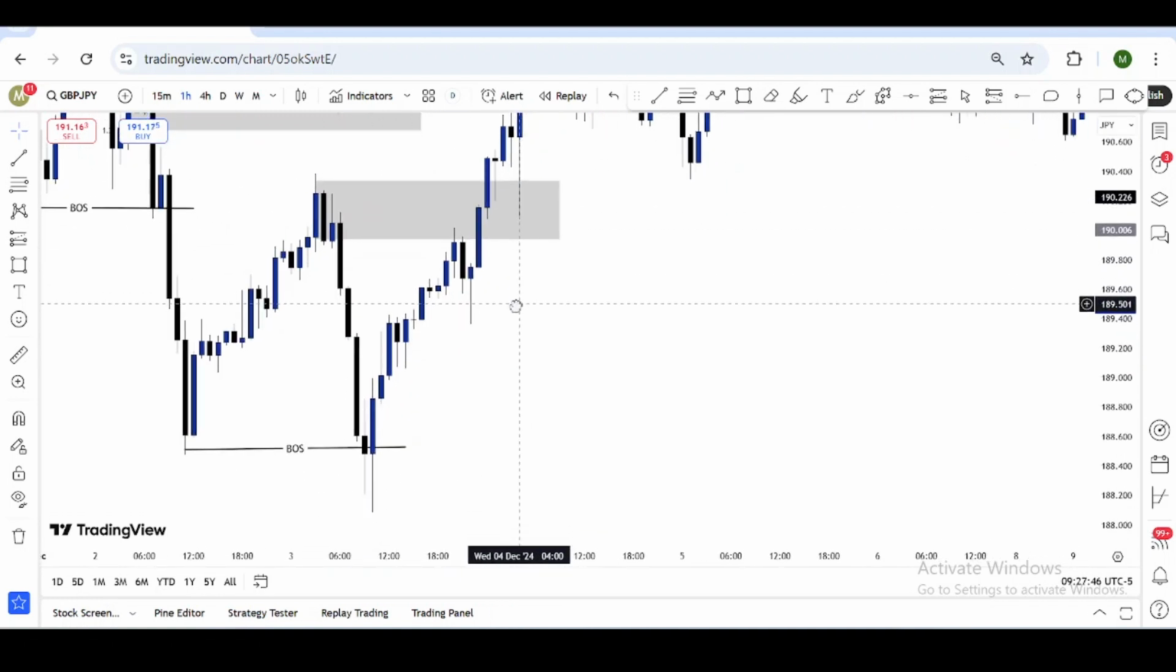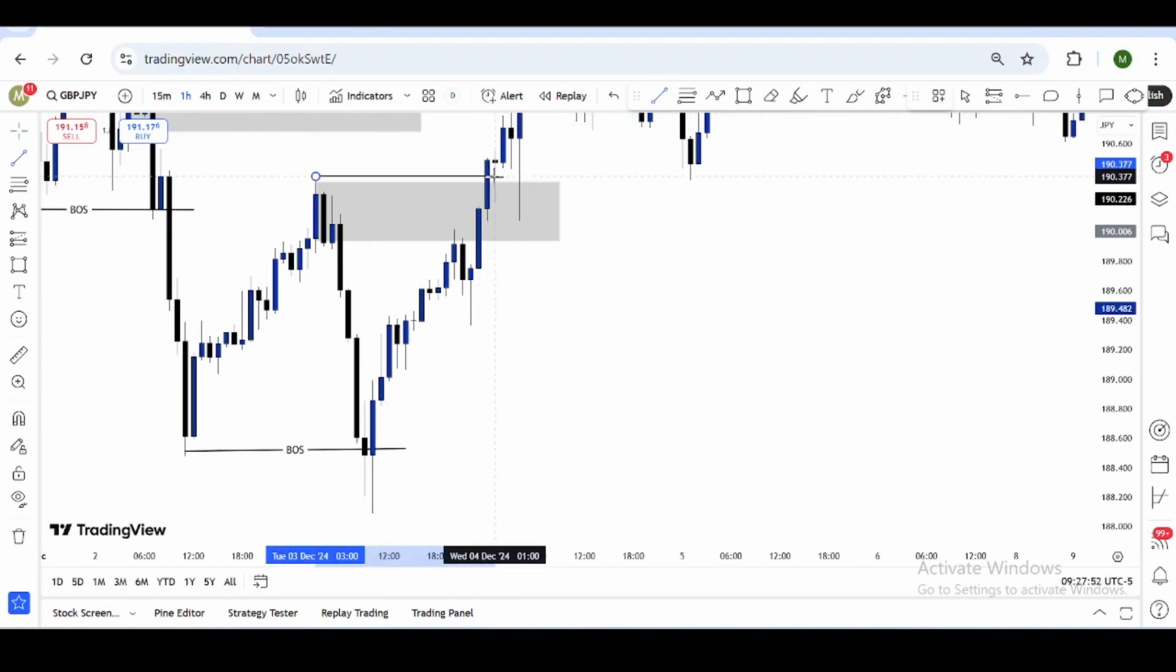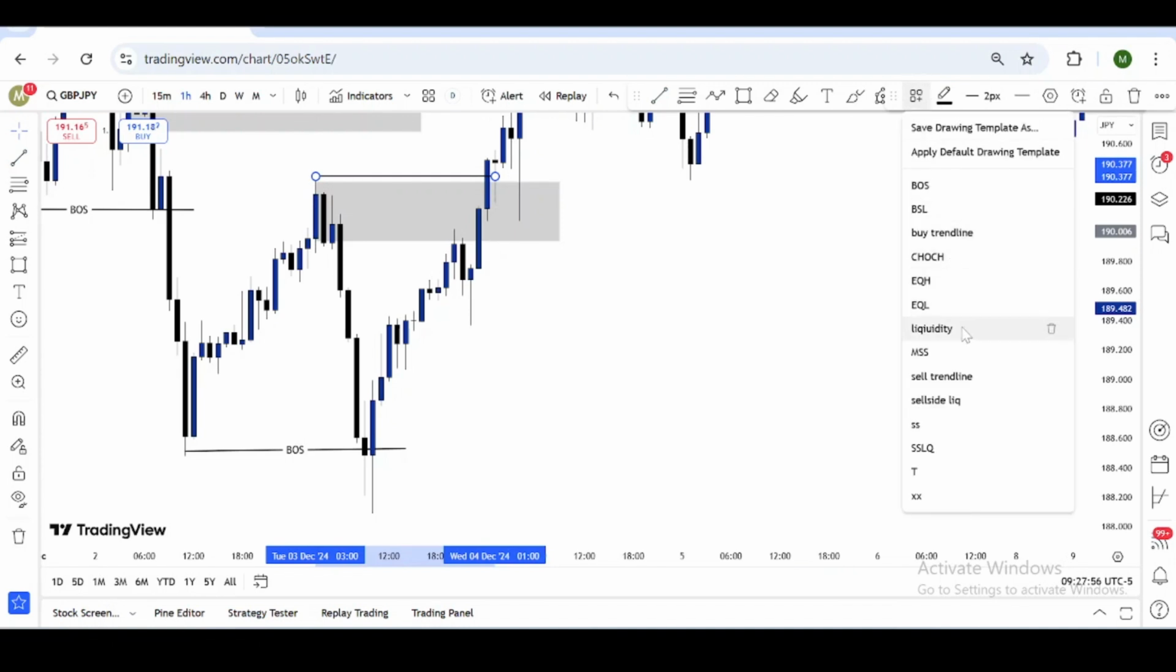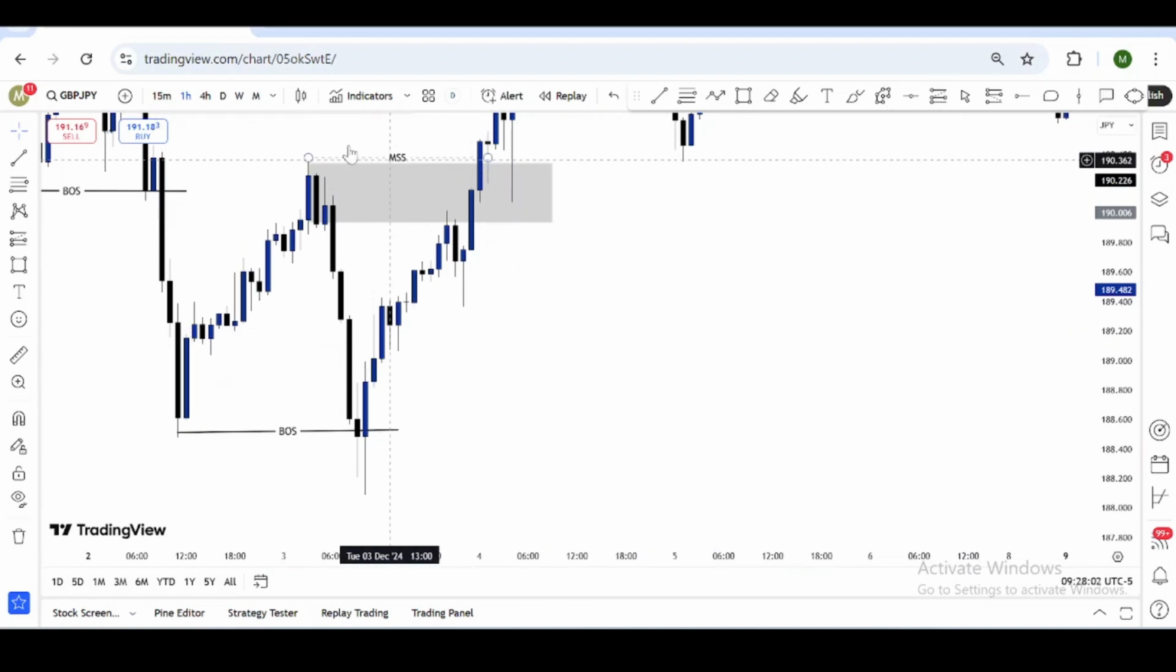Okay, so now for this change of character, we have a change of character here. Okay, we have a change of character. I call it market structure shift. Let me use the word market structure shift or change of character. It's actually the same thing though. And for this change of character, where is the origin of this particular move here? Here is the origin, right? So we are going to map this out.